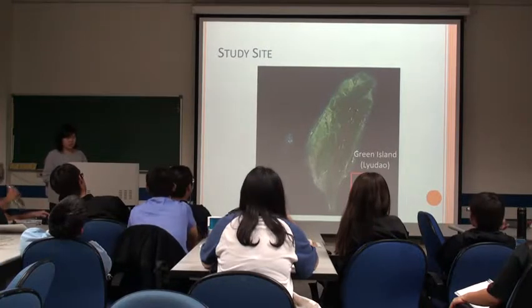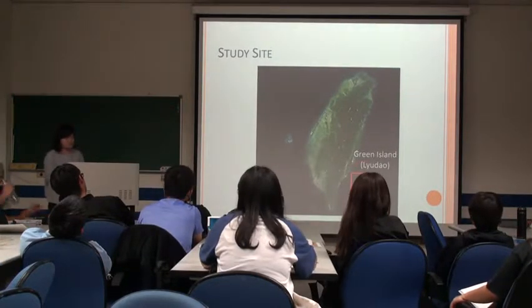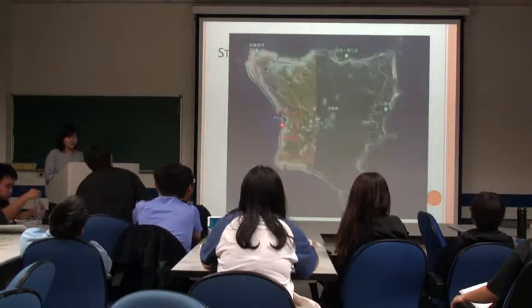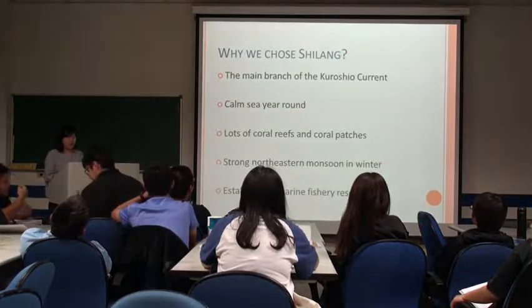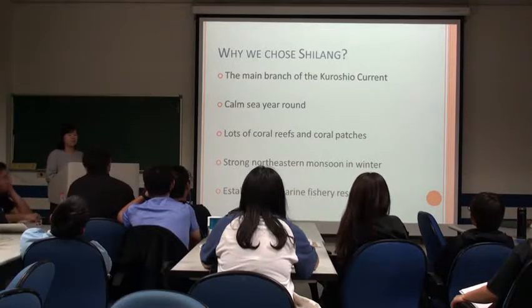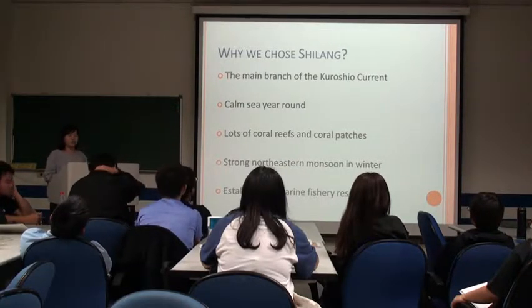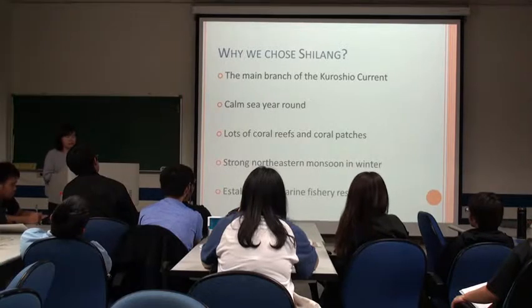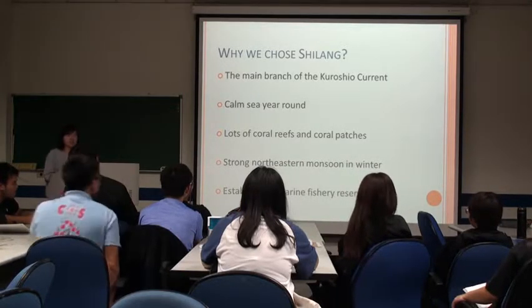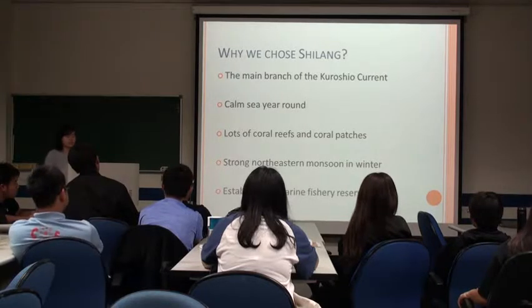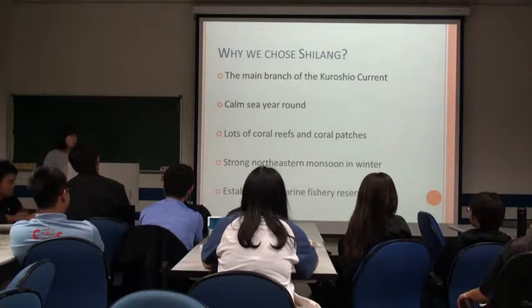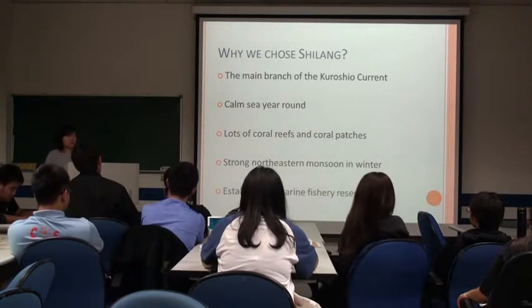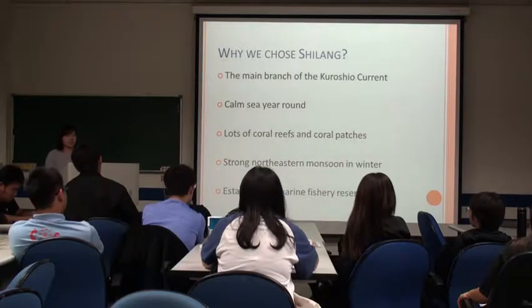Materials and methods. The survey was conducted at Sealand, in Green Island. And why did we choose Sealand? Because Sealand is on the main branch of the Kuroshio Current, and its sea is calm year-round, and it has a lot of coral reef and coral patches. And in the winter, the strong northeastern monsoons always block it. In 2003, Sealand established a marine fishery reserve, so its environment has been protected.